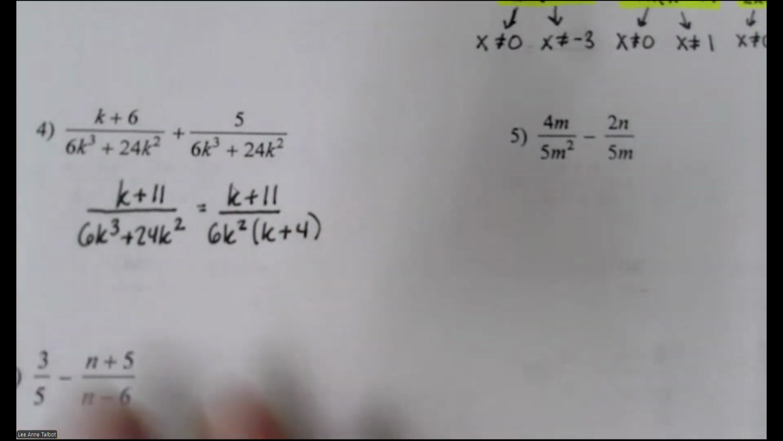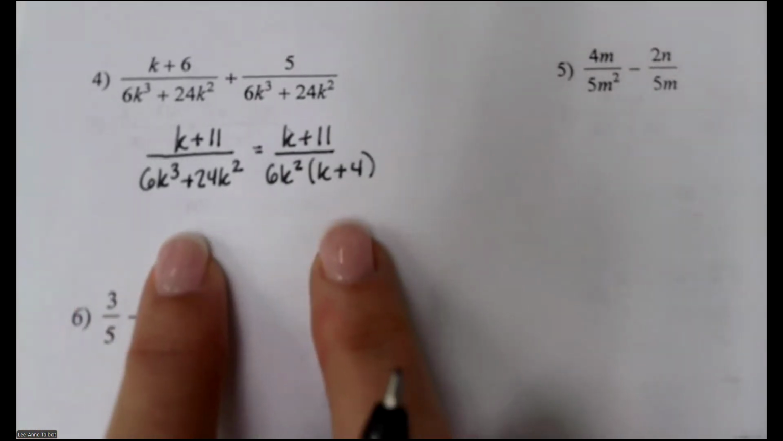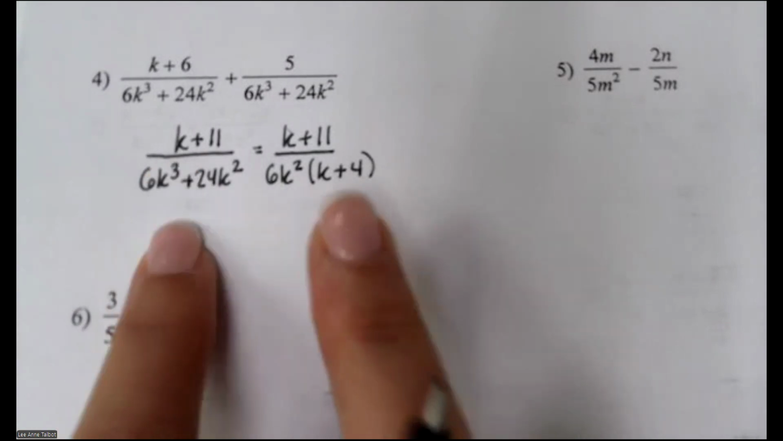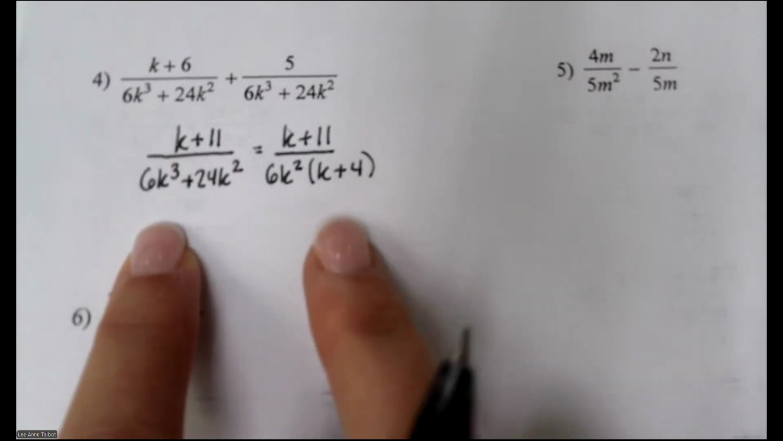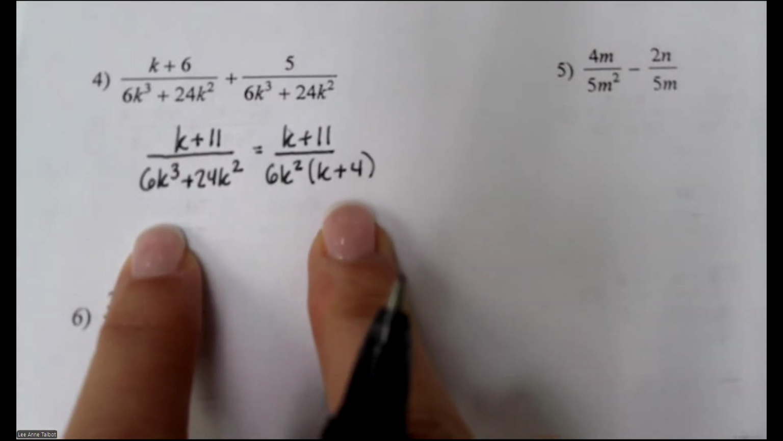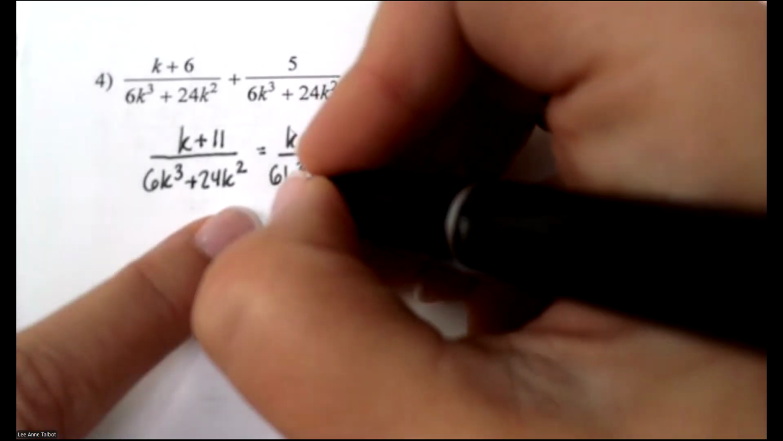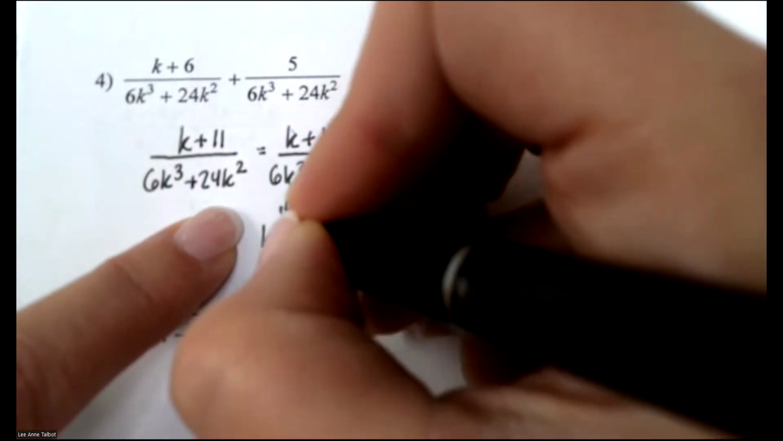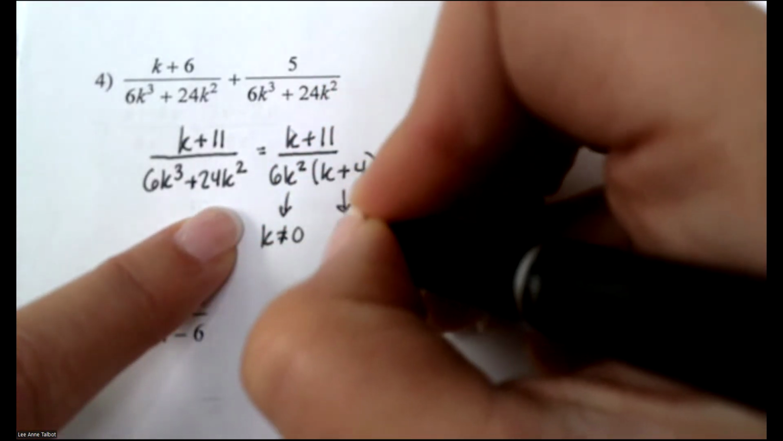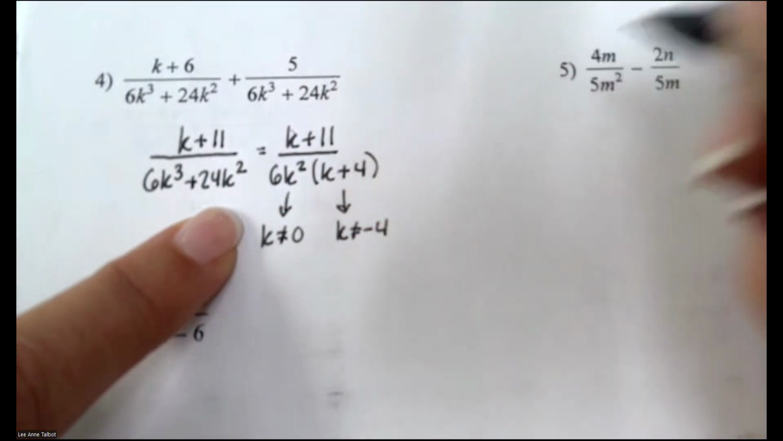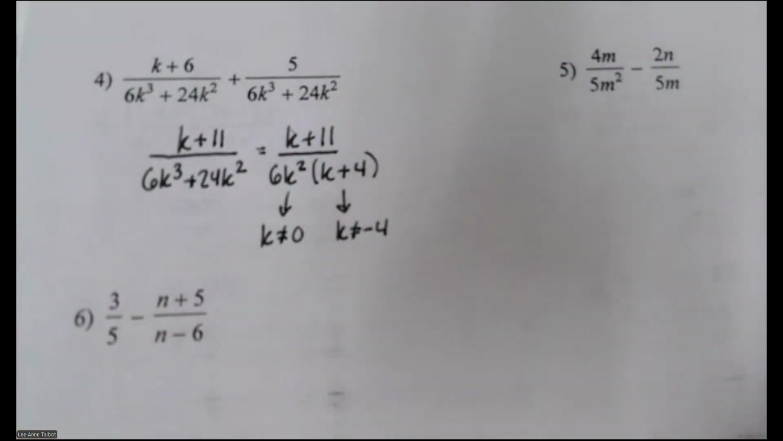I want to make sure you guys understand that this is the final answer and either one of these is okay. If you left it like this, that would be full credit. If you left it like this, it'd be full credit. It does not have to be factored in this case because that's not cancelable. However, this is much easier for me to say k cannot equal 0, k cannot equal -4. So it's helpful to factor the bottom for excluded values.